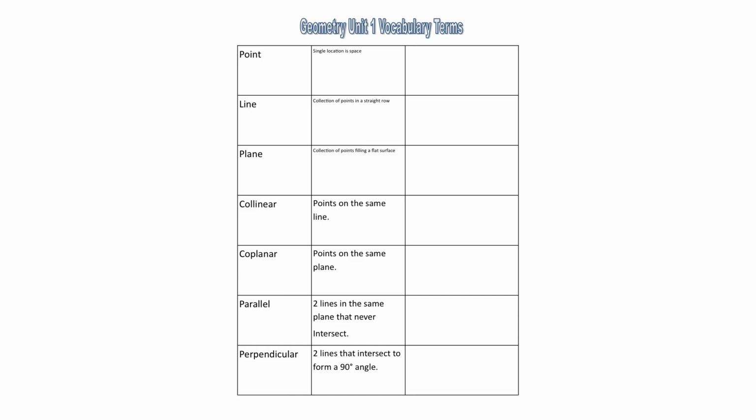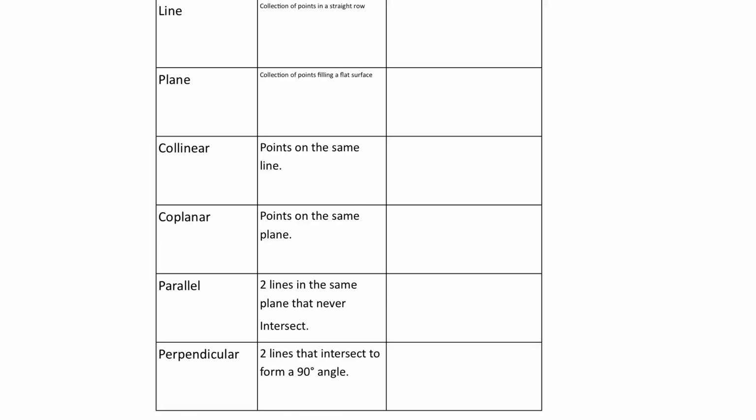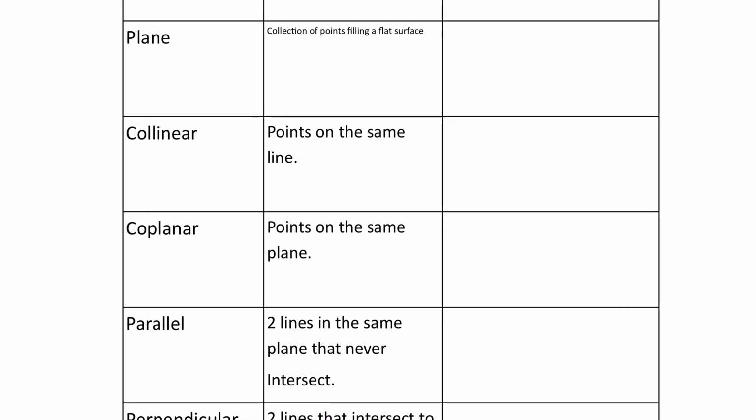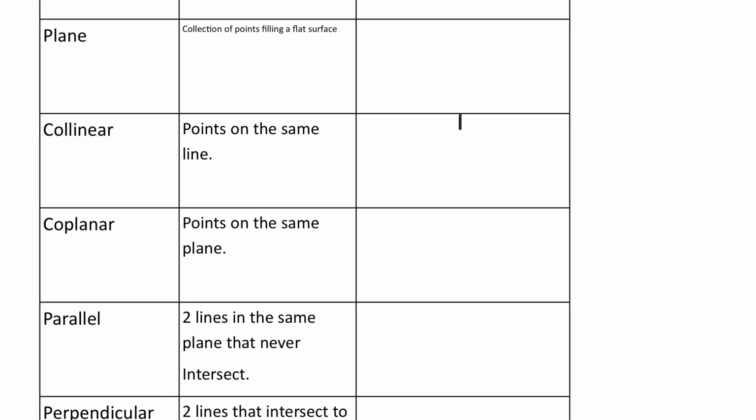Okay, we did the first 3 on Friday. Is that right? Okay, so we've already talked about point, line, plane. Okay, so collinear. All right. So what I want to do on the collinear is I want you to split it like this. We're going to give an example and a non-example.